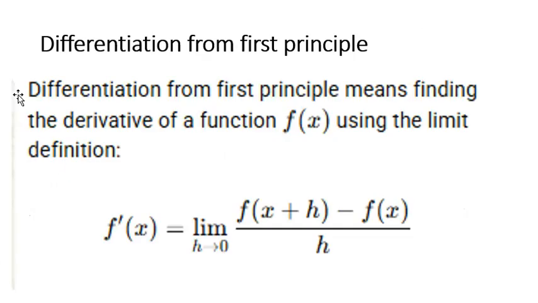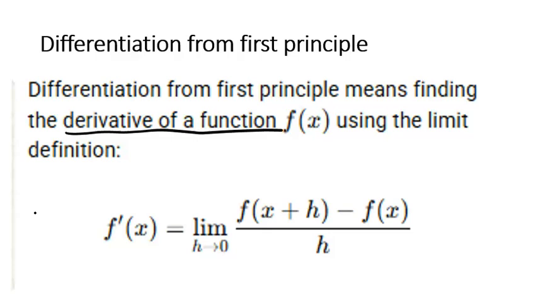Now, we want to look at differentiation from first principle. What is differentiation from first principle? What does it mean? This is finding the derivative of a function. Now, what is the derivative of a function? The derivative of a function is just the rate of change. Yes, if you say derivative or derived function, it is just the rate of change using the limit definition.